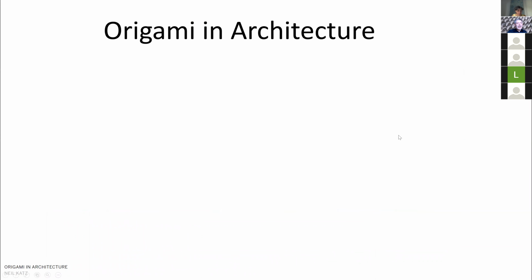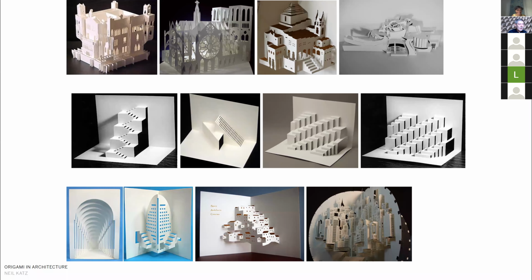A little bit about now origami and architecture, what you've all been waiting for. You know, if you do a search on the internet for origami and architecture, you'll probably find images like this. And these are interesting, but not really what I'm going to focus on.